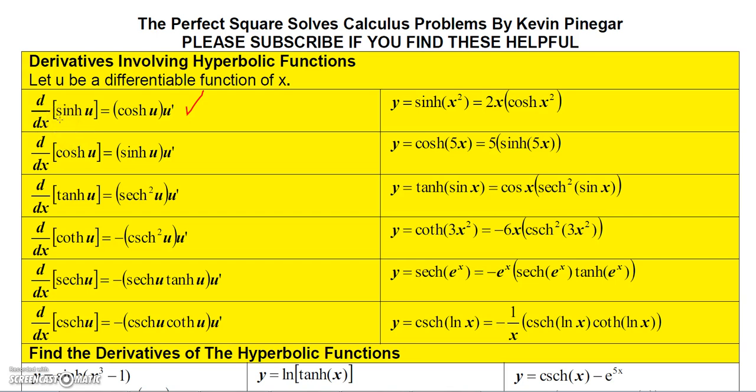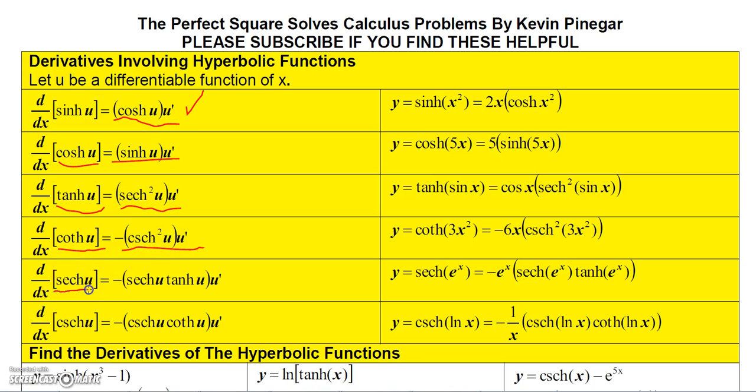So the derivative of the hyperbolic sine of u is going to equal the hyperbolic cosine of u times u prime. The derivative of hyperbolic cosine of u is going to be hyperbolic sine of u times u prime. The derivative of hyperbolic tangent u is going to be hyperbolic secant squared of u times u prime. The derivative of hyperbolic cotangent u is minus hyperbolic cosecant squared u times u prime.